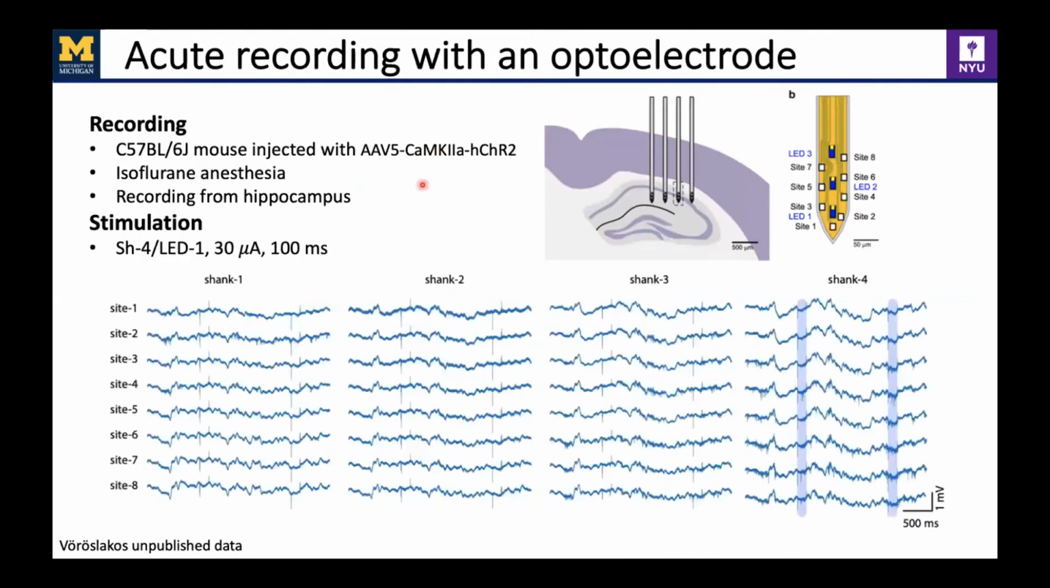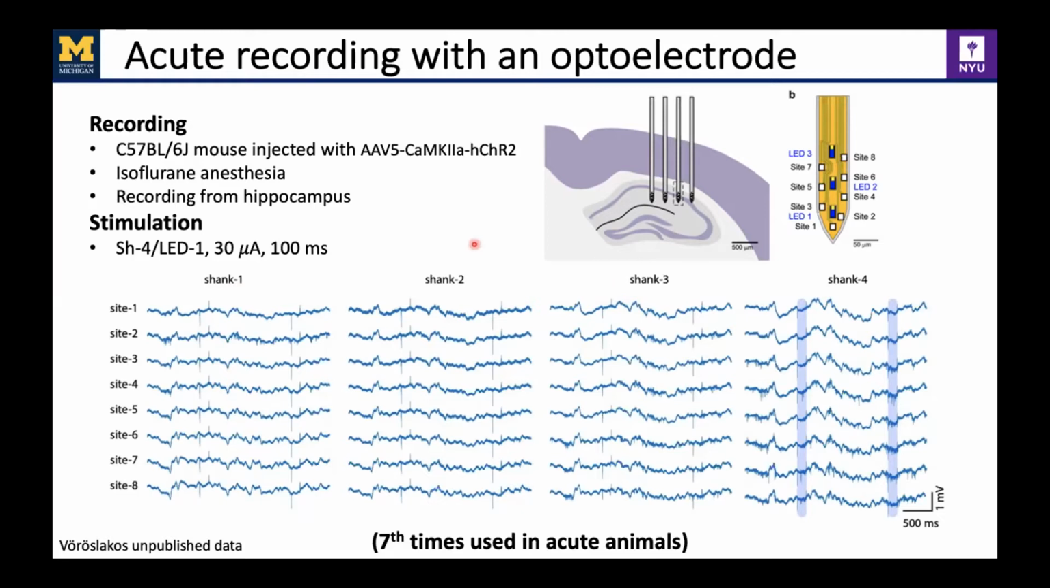And so what does the data look like? Here we recorded with an optoelectrode from the CA1 region of the hippocampus, and then we applied a 30 microampere 100 millisecond square pulse on Shank4 LED1. And as you can see here, both light pulses elicited neuronal activity. But please note also these tiny spikes, which are the stimulation-induced artifacts, present on all 4 shanks.